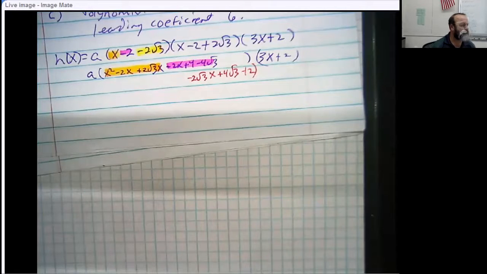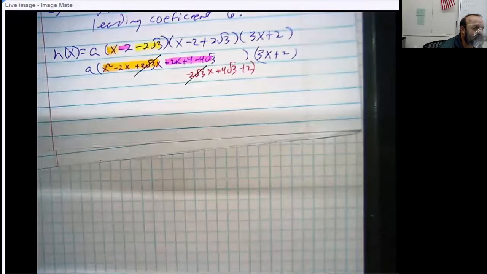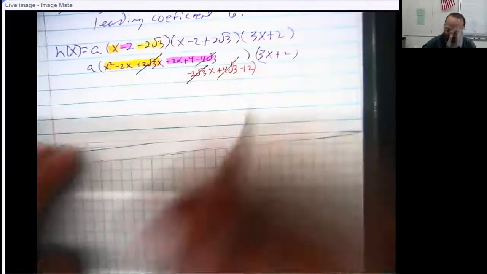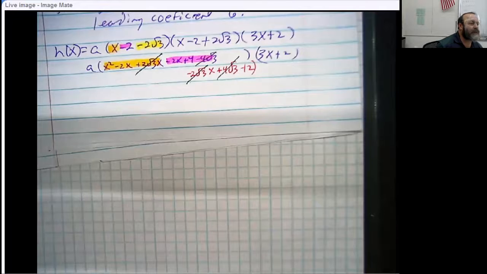Look what happened. Study it. Do you see anything good? Anything convenient? The positive 2 roots of 3x and the negative 2 roots of 3x cancel. Do you see anything else that is convenient? The 4 roots of 3 and the 4 roots of 3 cancel. In other words, all of those pieces that were gross and ugly, what happened? They canceled out anyway, didn't they?